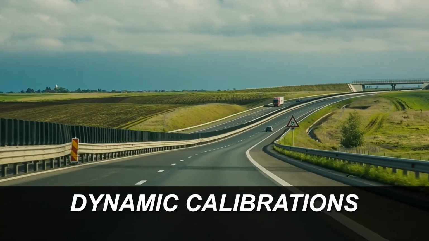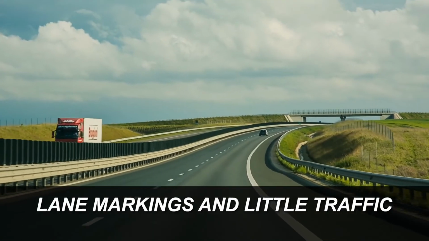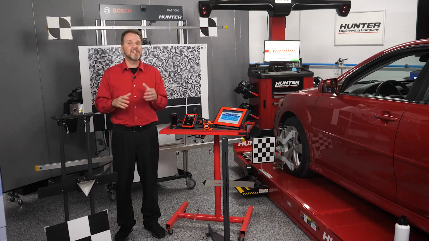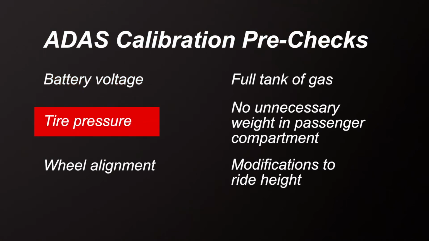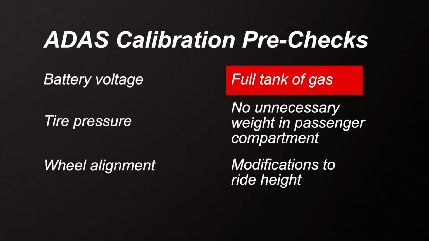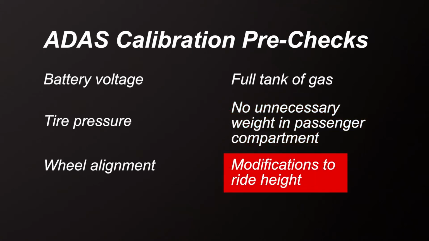Dynamic calibrations, which take place on the road, will require a nearby highway with lane markings and not too much traffic so that the vehicle can travel at a reasonable speed without obstructions. The process begins with a series of checks to ensure that the vehicle is calibration ready. These preliminaries include confirming battery voltage, tire pressures are set to specification, and correct wheel alignment. It is also recommended that the vehicle have a full tank of gas and no unnecessary weight is inside the passenger compartment. Check and verify ride height is correct and no modifications have occurred, such as lifting or lowering of the vehicle that will affect the positions of the sensors.